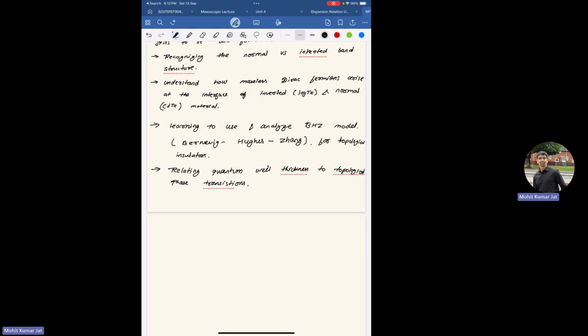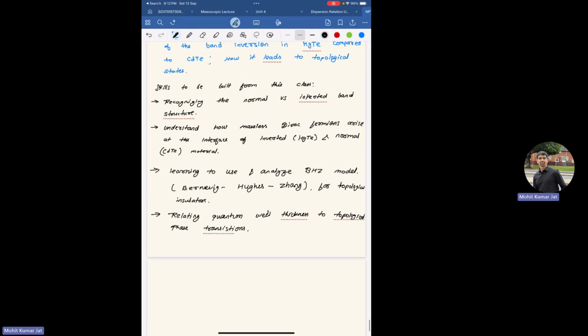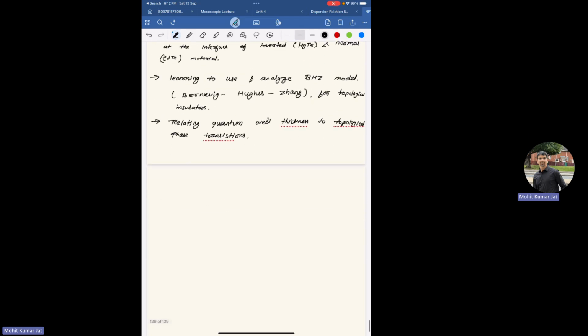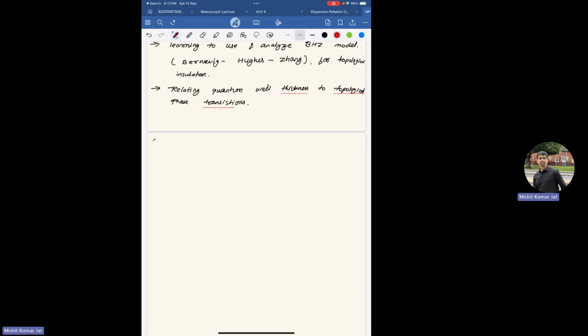Okay, so having said that, I'll start the class and we'll put forward the first question, which is based on recognizing the normal versus inverted band structure. Question number one is for the mercury telluride and cadmium telluride superlattice structure, consider the spin split bands, namely gamma 6, S type, and gamma 8, which is P type, and which are Kramer's pairs. Then identify the conduction band and the valence band with these symmetries for mercury telluride and cadmium telluride. So that is your question.